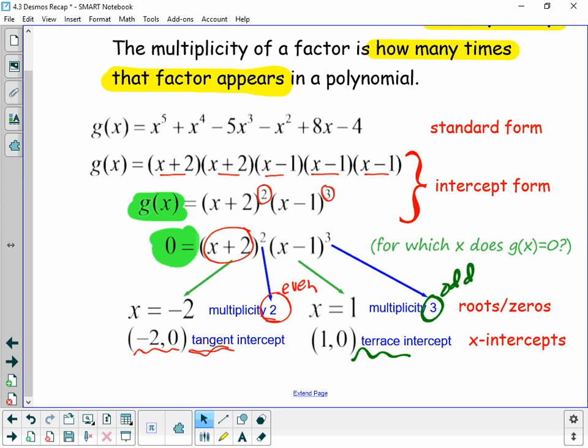So during the Desmos activity, you were just supposed to start building the very basics of this idea that those multiplicities can affect the behavior at the intercept.